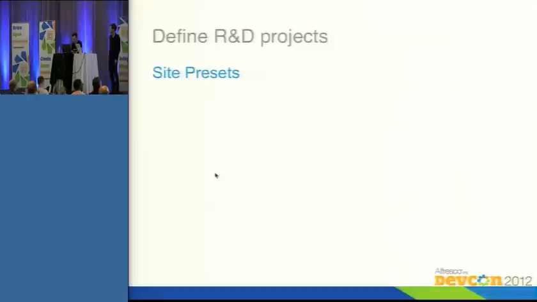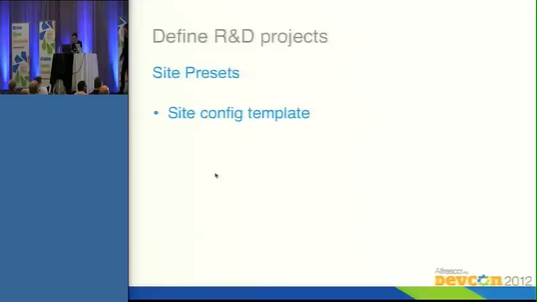To do that, we are going to use a thing called site presets. A site preset is actually a site config template. It's a config section that allows you to define a site's dashboard: the number of columns on the dashboard, which dashlets should be there, the default pages for the site, and also other stuff. For each site that you create, this config template is copied.